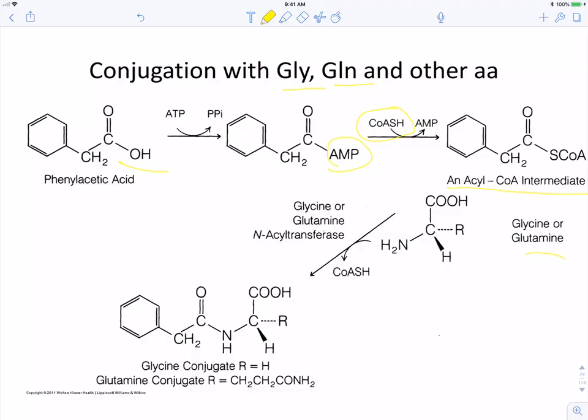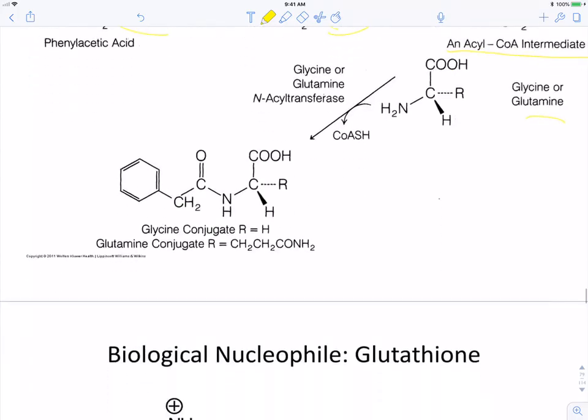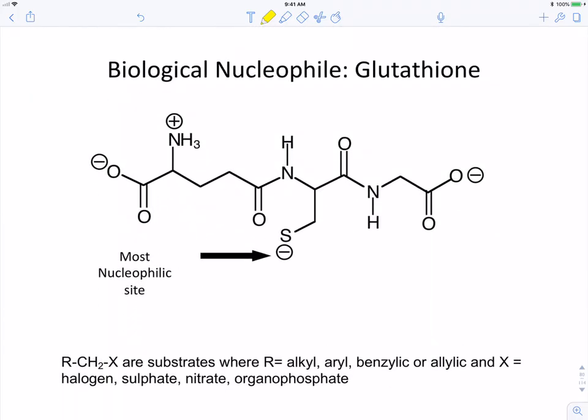So we have expensive energy in the form of ATP and coenzyme A. These glycine conjugates end up being more soluble than the starting point, and therefore they're eliminated more easily. Another good way of inactivating and metabolizing via phase 2 metabolism is glutathione.